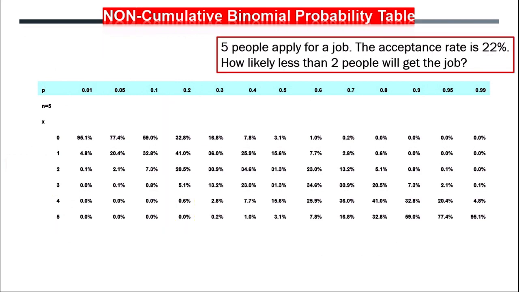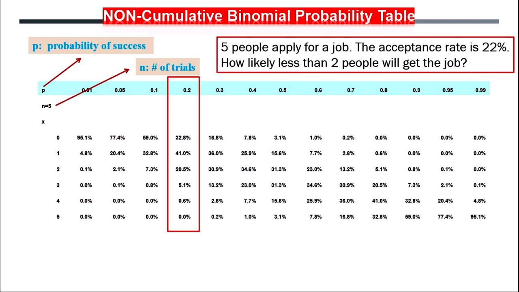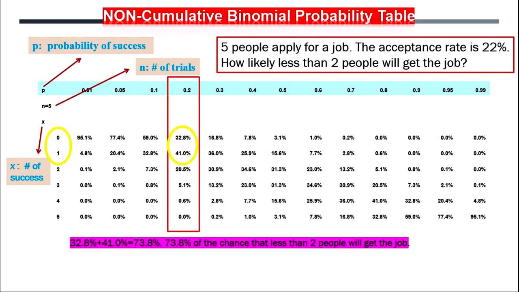Then, how likely is it that less than 2 people will get the job? Again, n is 5 and p is 0.2. Less than 2, x can be 1 and 0. So the corresponding probabilities are 32.8% plus 41.0%. The result is 73.8%. There is a 73.8% chance that less than 2 people will get the job.